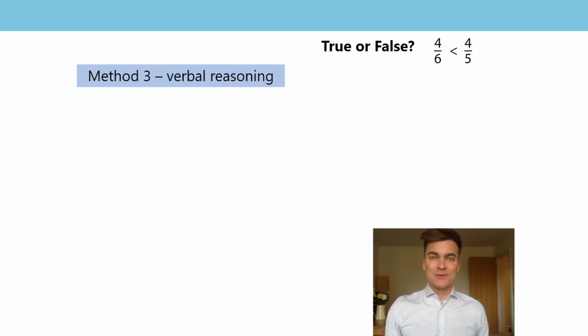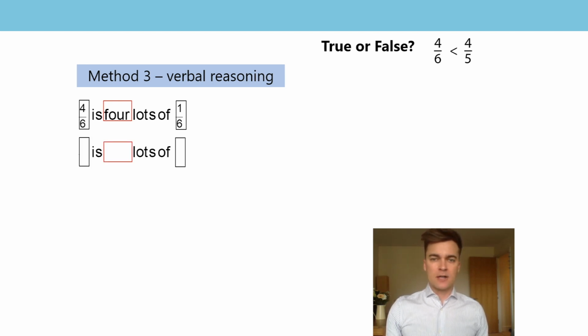Now, I did challenge you to all have a go at using verbal reasoning. Here are the sentence stems to help you again. Can you join me from the beginning in using verbal reasoning to prove whether 4/6 is less than 4/5? We know it's true already, but let's have a go with our verbal reasoning as well. Okay, so 4/6 is 4 lots of 1/6. Good. Second fraction, 4/5. Ready? 4/5 is 4 lots of 1/5.